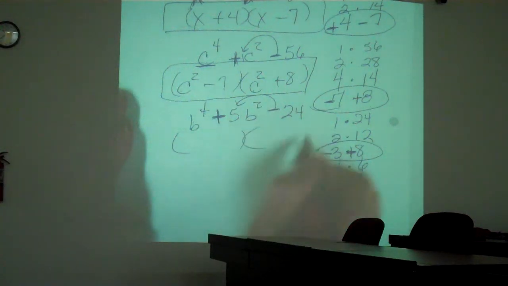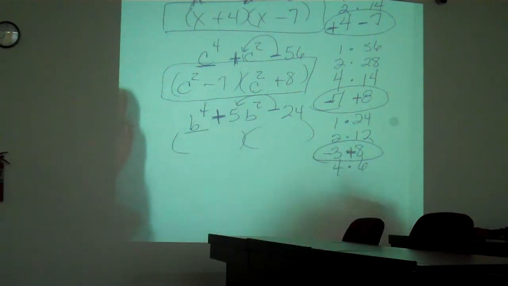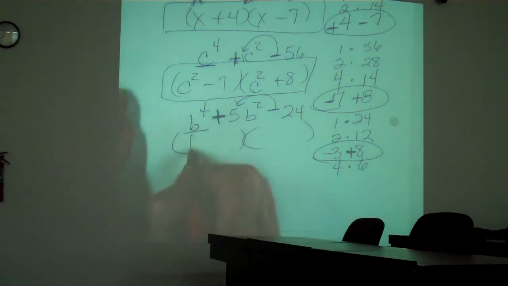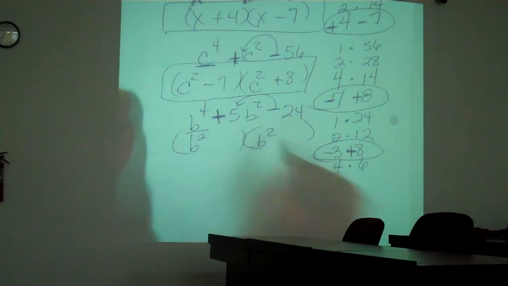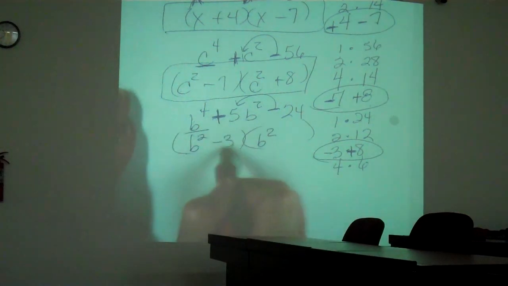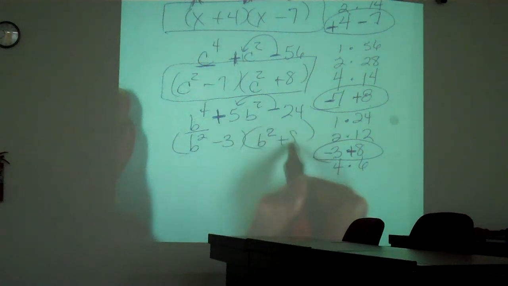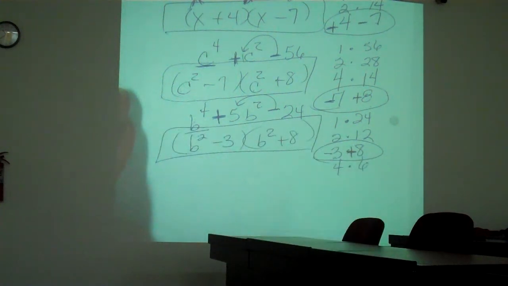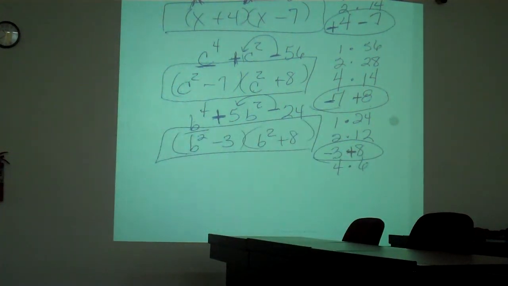Okay. What about our first term? What times itself gives you B to the 4th? B squared. B squared. And we need negative 3 and a positive 8. Okay?